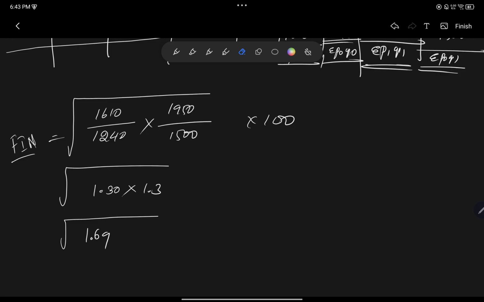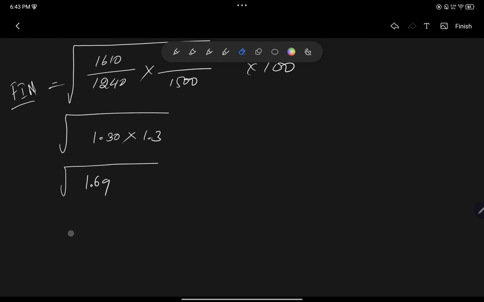Now what do I need to do? Square root of 1.69. Okay, square root of 1.69 is 1.3 only. So here I get 1.3 into 100. Why I need 100?